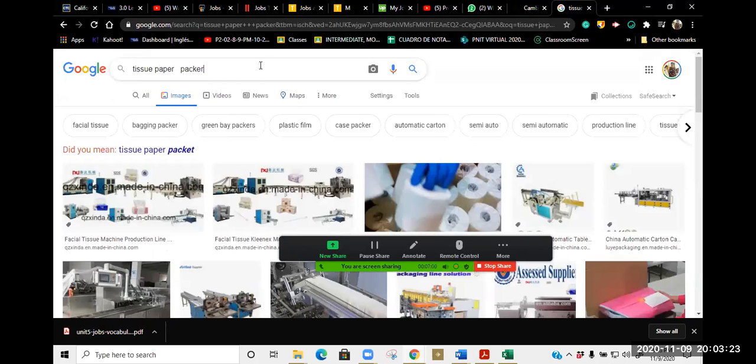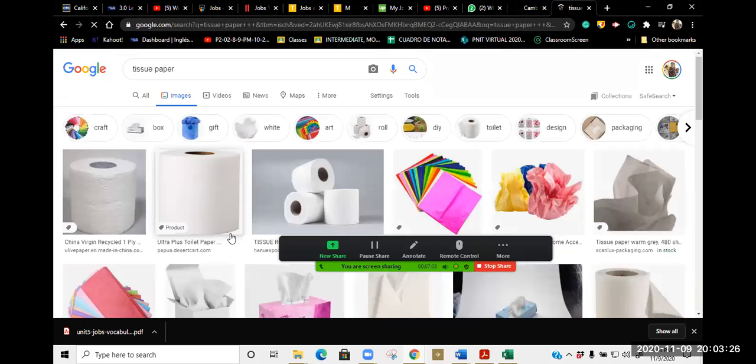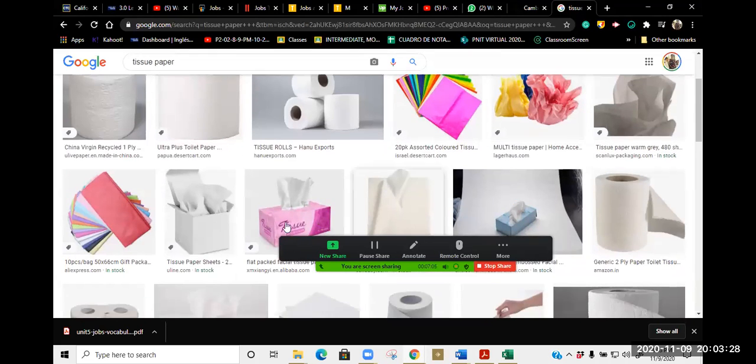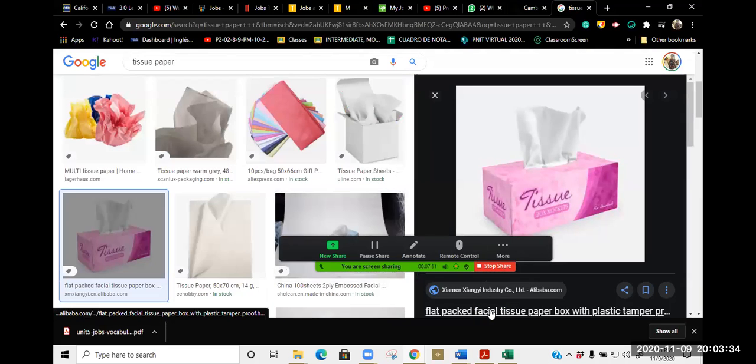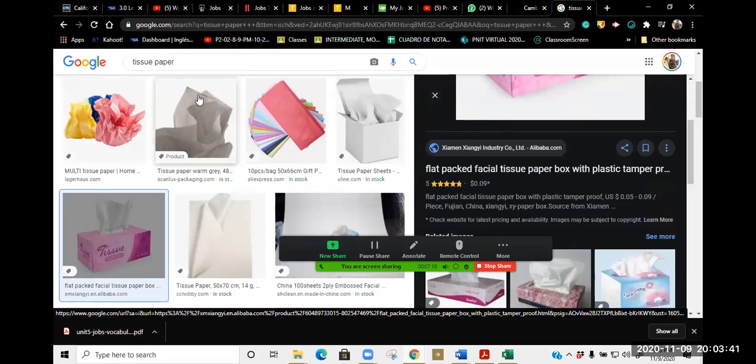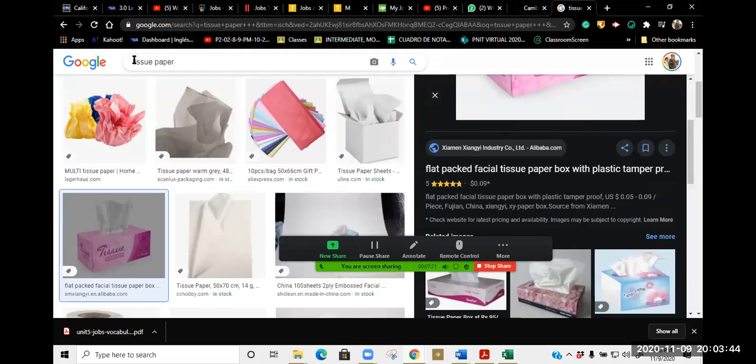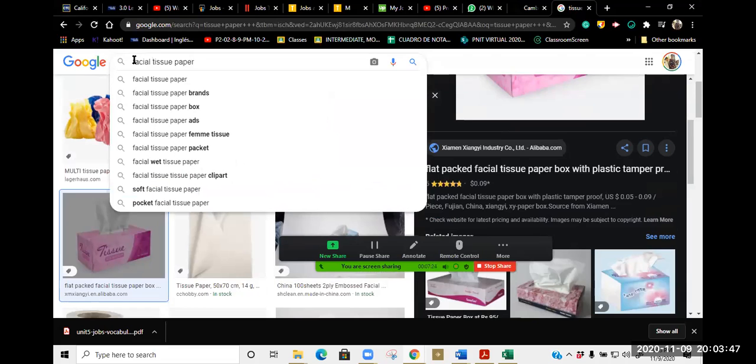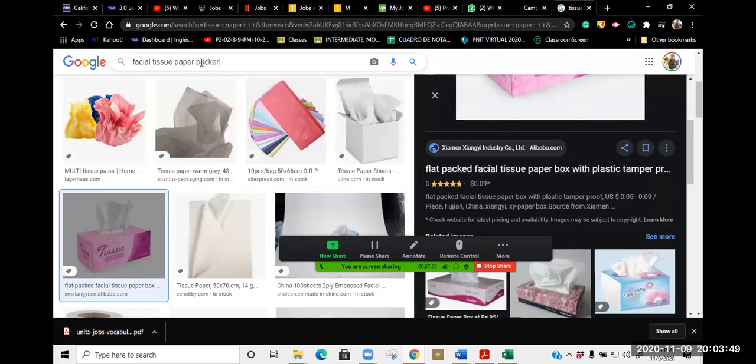Tissue paper is Kleenex. Se le llama Kleenex, ¿eh? Tissue. Y para la carita se llaman facial tissue paper or tissue paper. Facial tissue paper, si es facial, o si es para cualquier uso. Facial tissue paper packer, for example, that would be your specific job description. I am a facial tissue packer for Kimberly Clark. Okay?